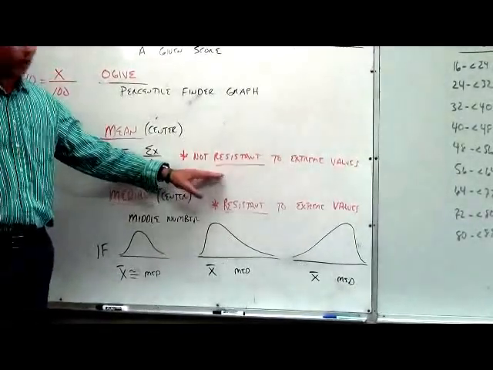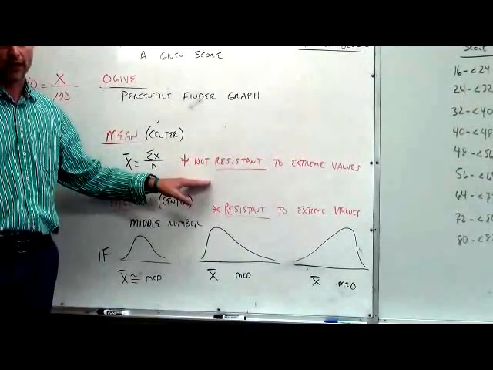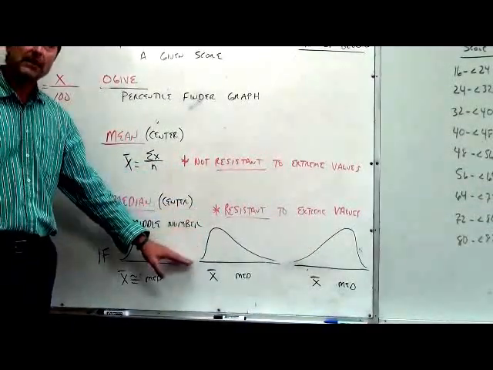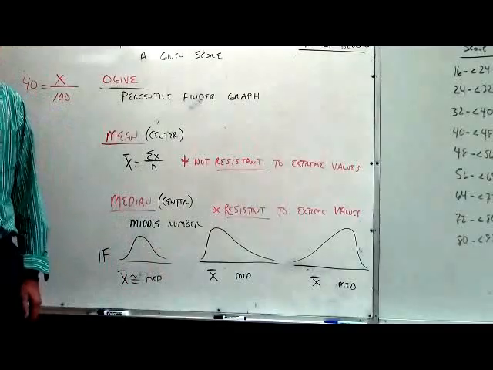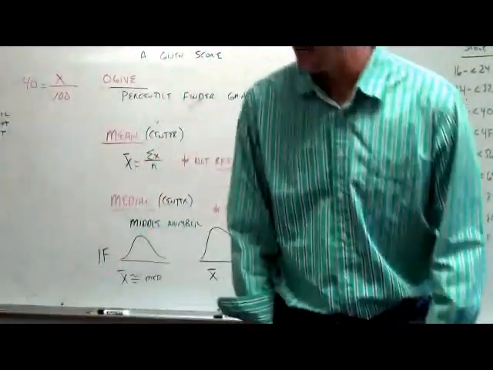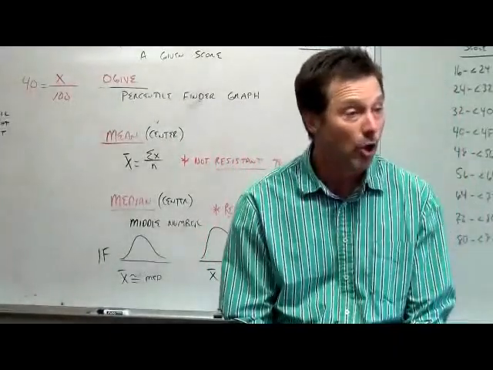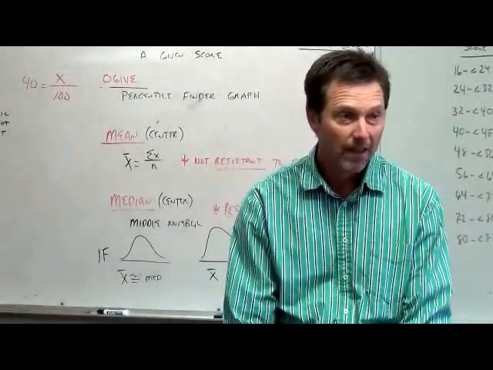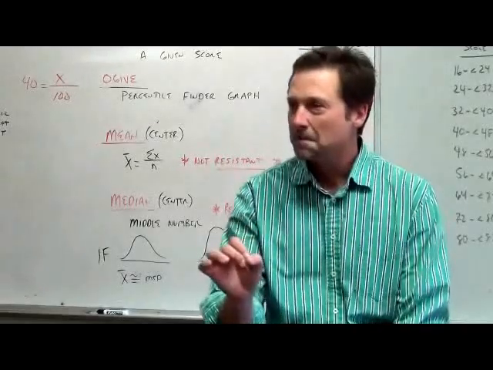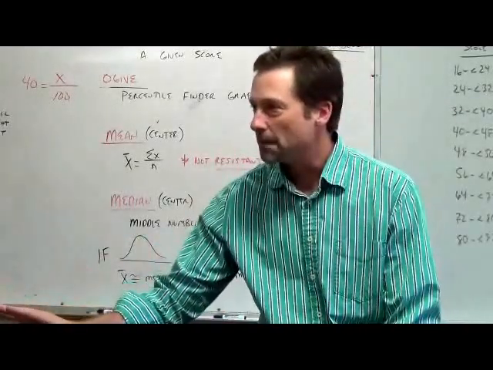Now, I've got some very key things here. This is huge. We say that the mean is not resistant to extreme values, but we say the median is resistant. Now, this is what I mean by that. You guys aren't into buying houses or anything like that, but every month in the Sacramento Bee, they talk about the typical home prices in Sacramento. And if you look closely, they always say the median home price.